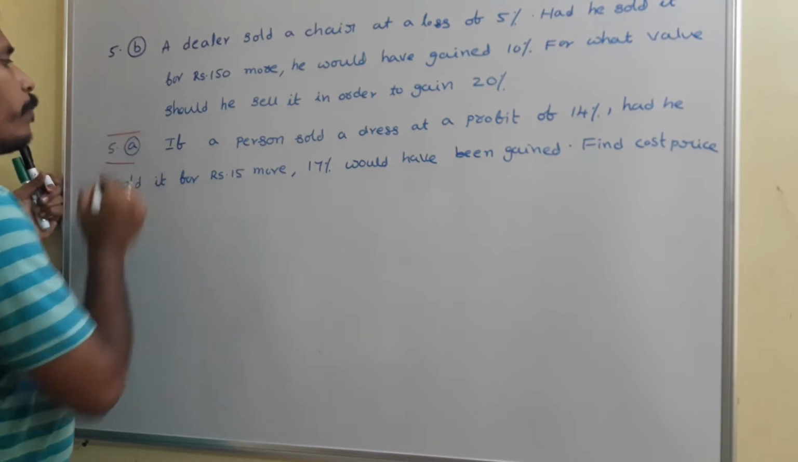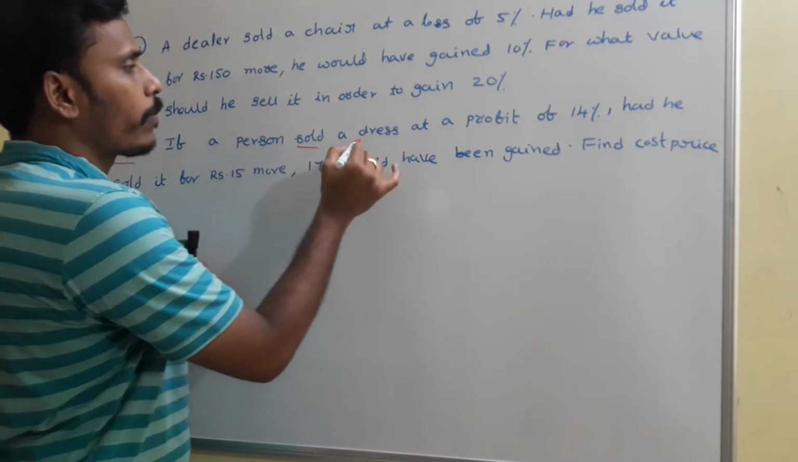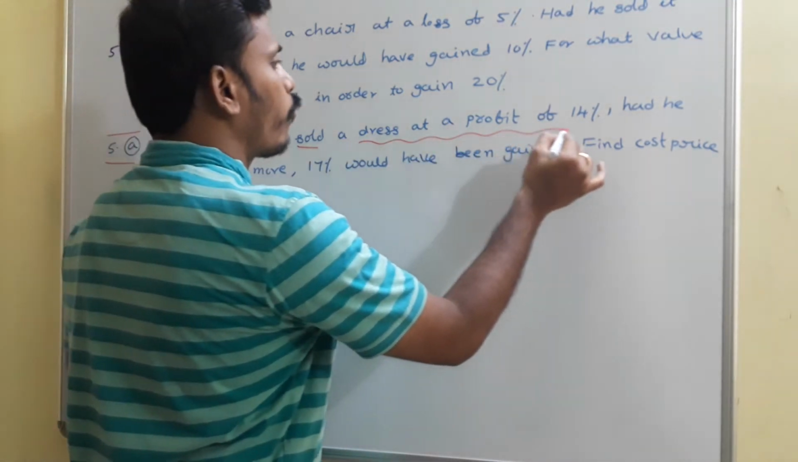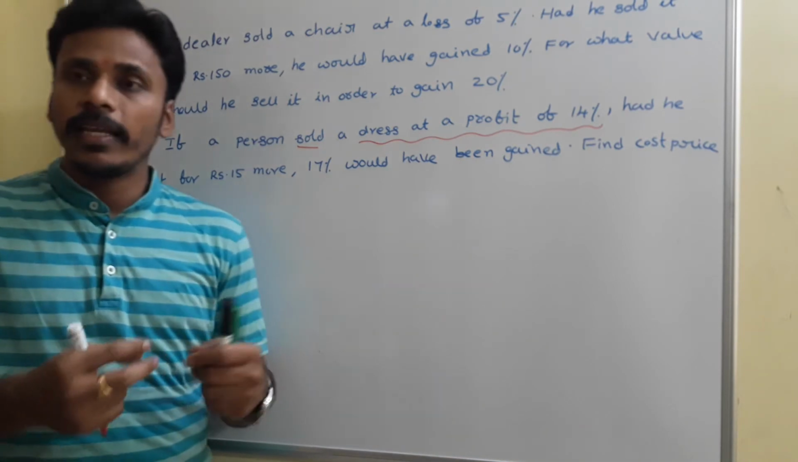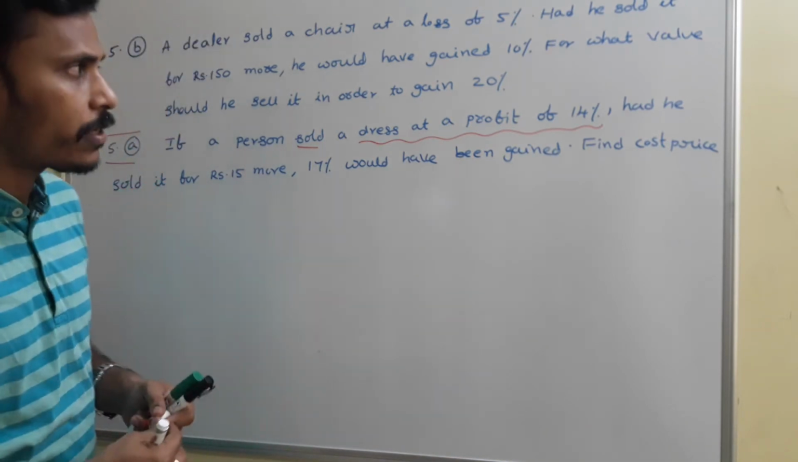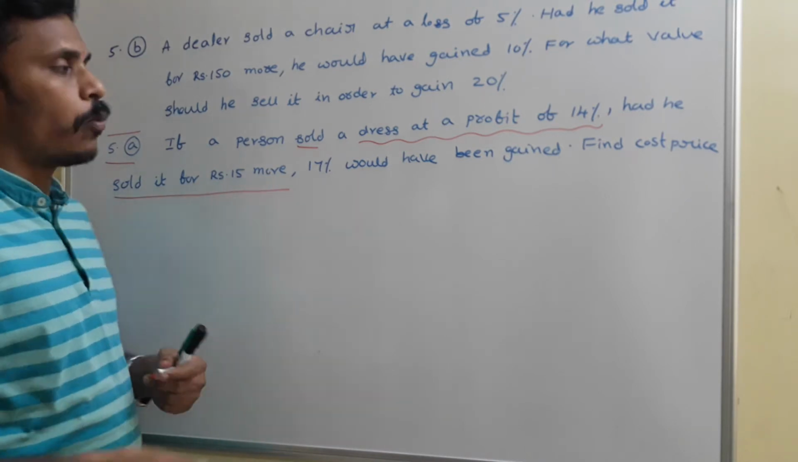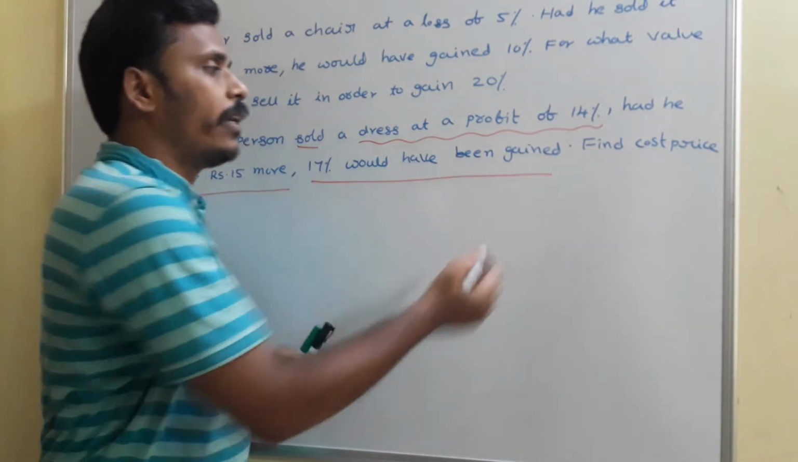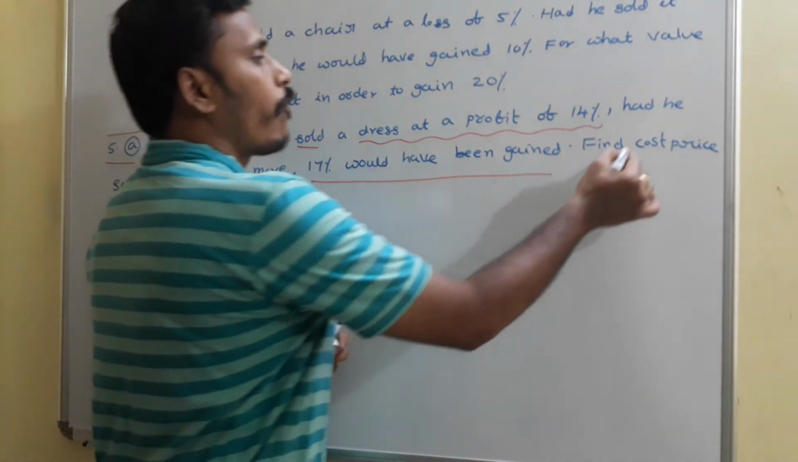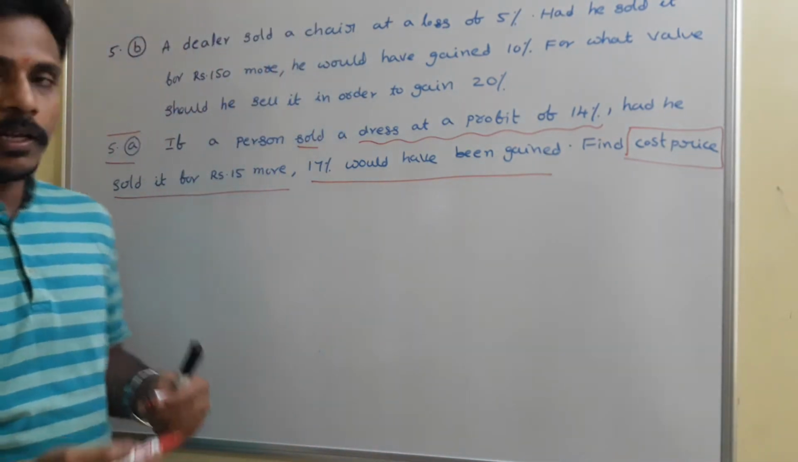What is the problem? If a person sold a dress at a profit of 14%, he is selling a dress at a profit of 14%. Had he sold it for 15 rupees more, 17% would have been gained, and we need to find the cost price. See, we don't know the cost price of the dress.